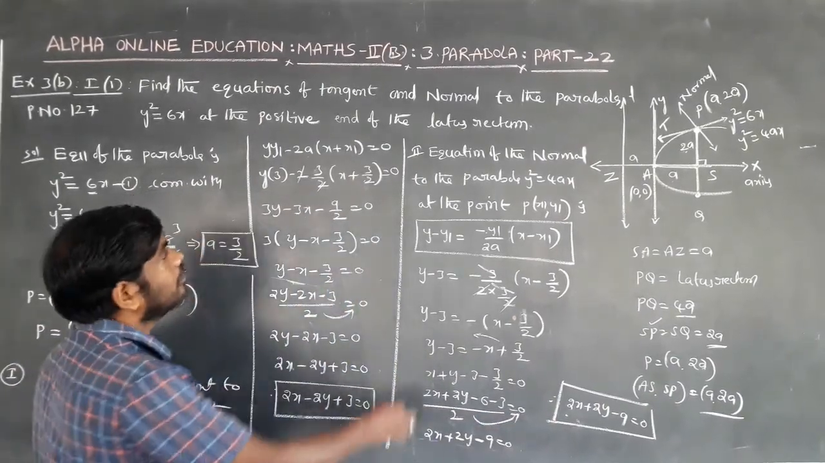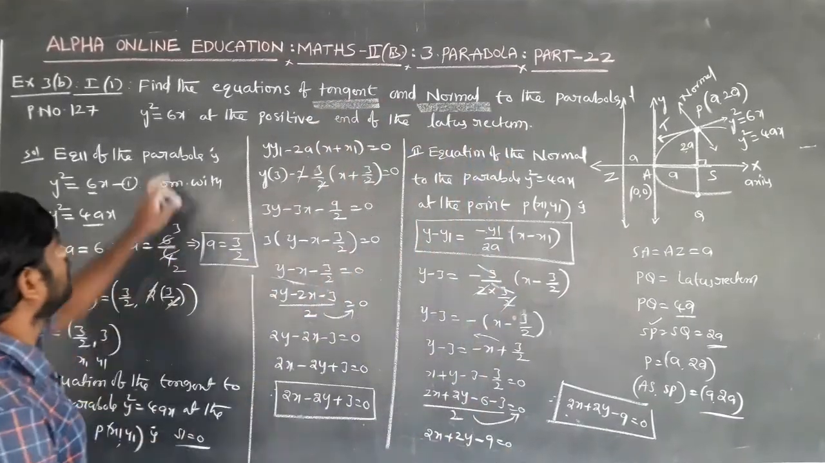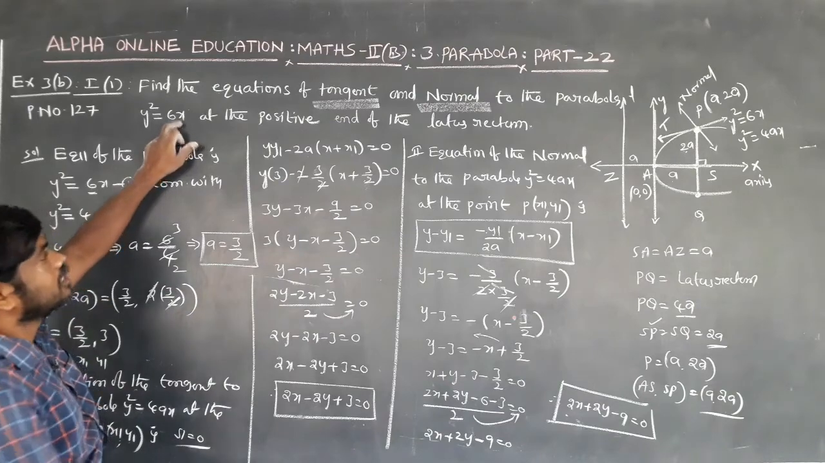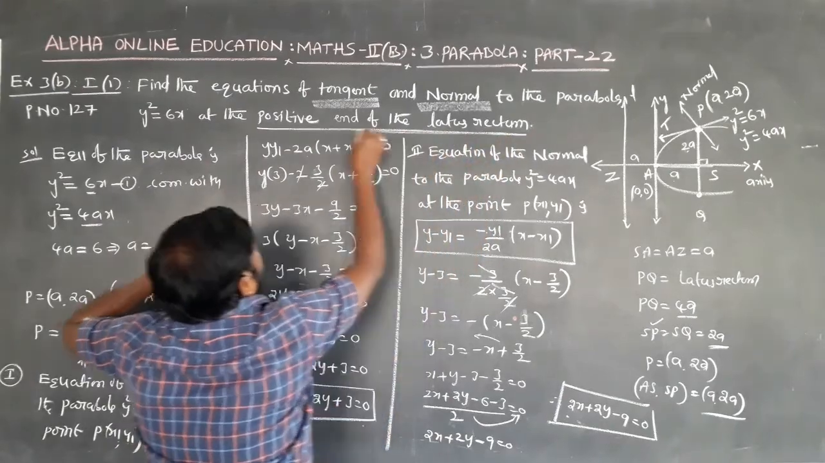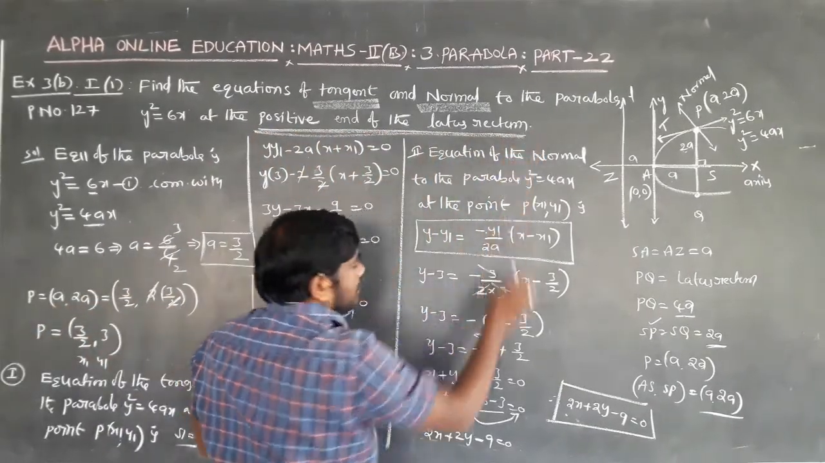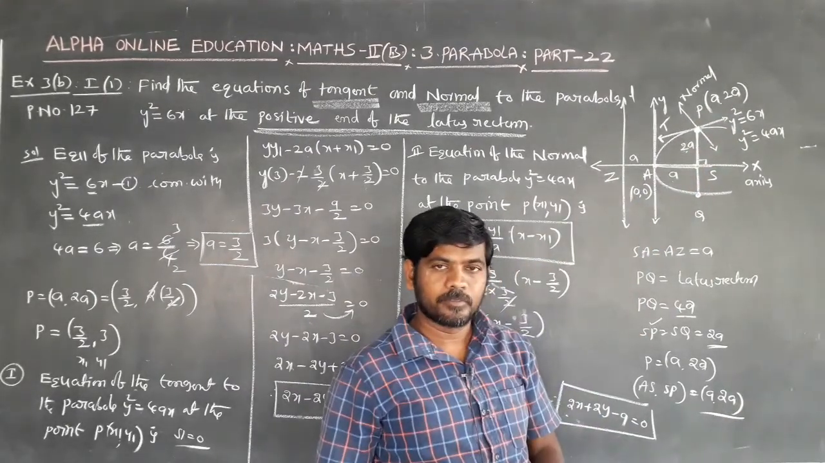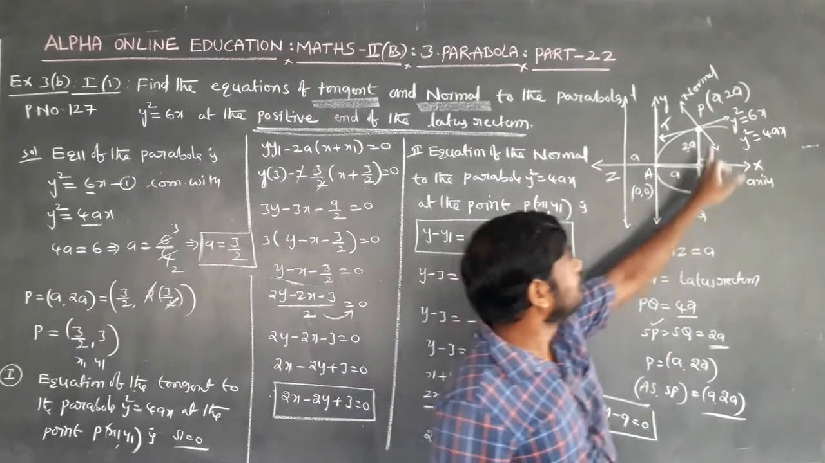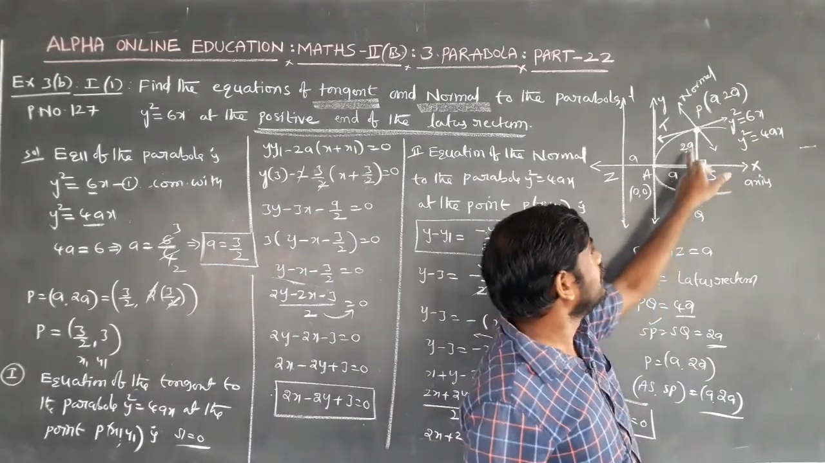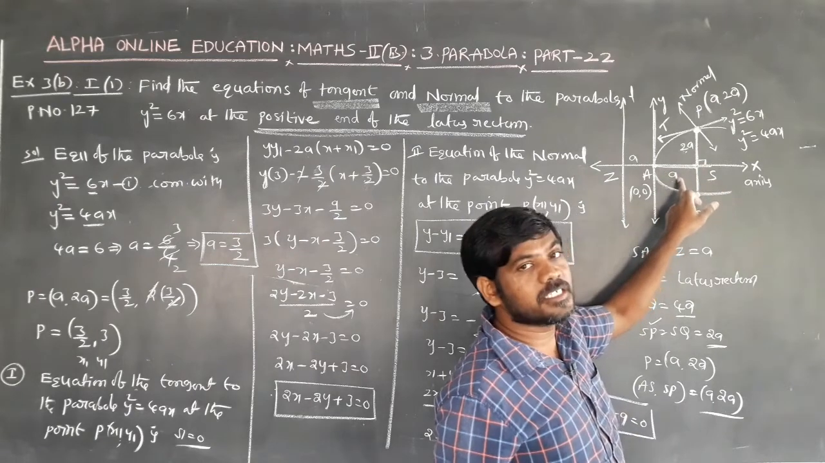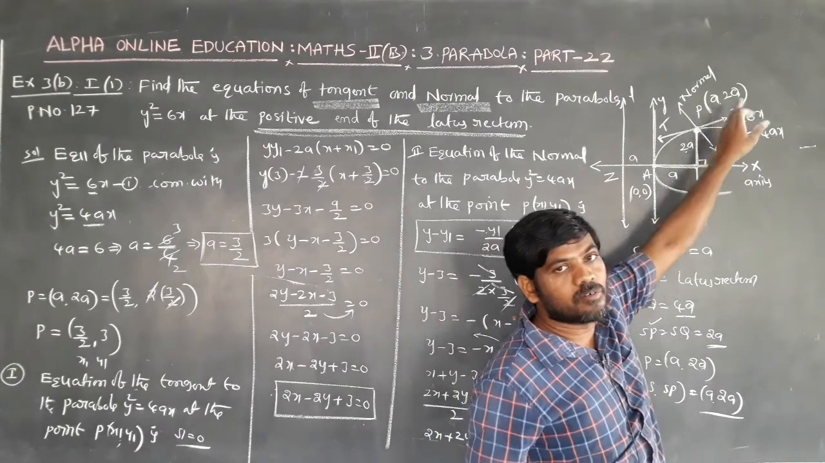Here, find the equation of the tangent and the normal to the parabola y square equal to 6x at the positive end of the latus rectum. Positive end of the latus rectum means P. First of all, find the P point. The coordinates of P is a comma 2a. Here a is the x coordinate, 2a is the y coordinate.